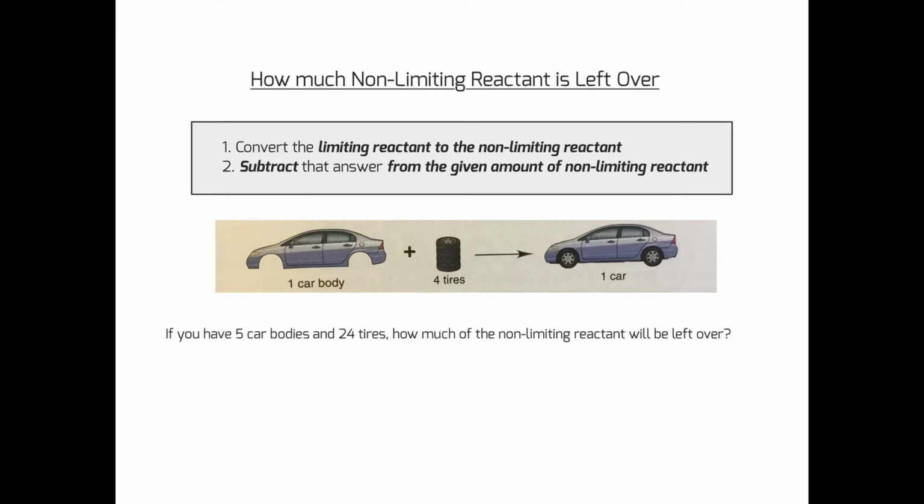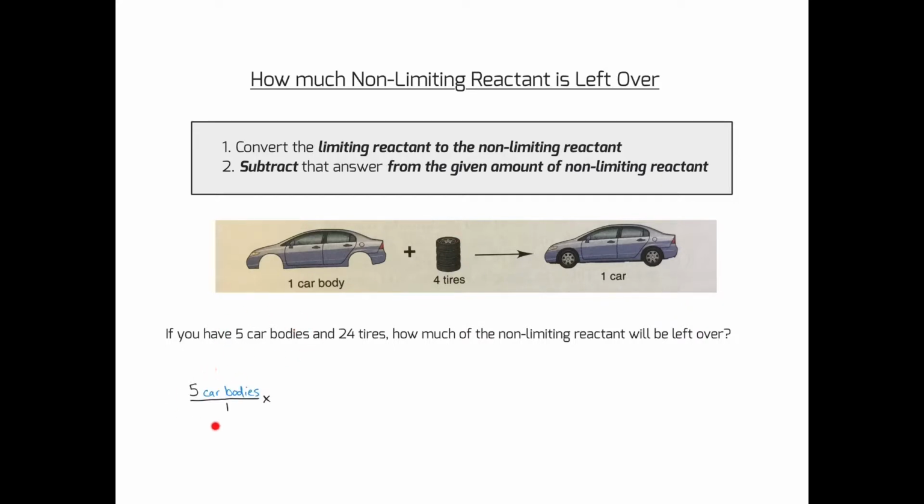So our question says, if you have 5 car bodies and 24 tires, how much of the non-limiting reactant will be left over? Remember in the last section we figured out that car bodies was our limiting reactant? So that means we're going to have some tires left over. So our rules tell us to convert the limiting reactant to the non-limiting reactant, which means we're going to convert our 5 car bodies into tires.